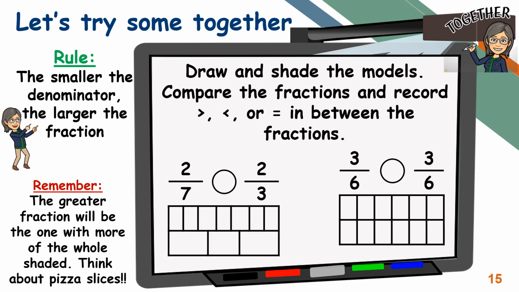Now work the next two problems. We will check them together in a few minutes. Reading from left to right, 2/7 is less than 2/3 because 2 out of 7 pieces shaded is less than 2 out of 3. Here the two fractions on the right have the same numerators and the same denominators. So they are exactly the same fractions. They are equal to each other.